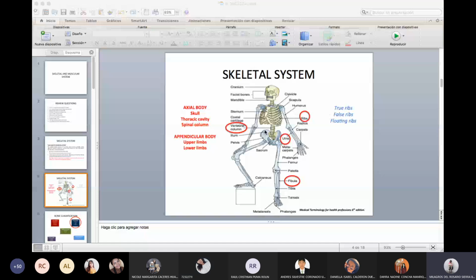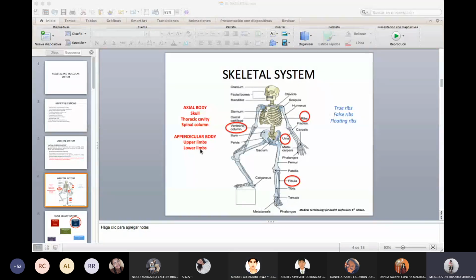Okay, so let's talk about the rib cage. Do you remember the difference between true ribs, false ribs, and floating ribs? Can someone tell me? True ribs are united to the sternum, and false ribs are not. Very good, Manuel. Muy bien.